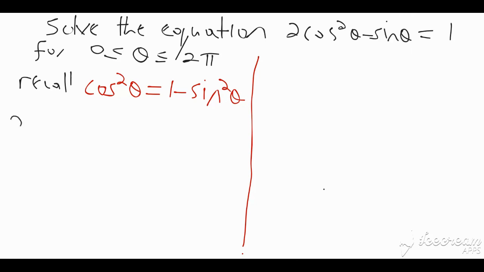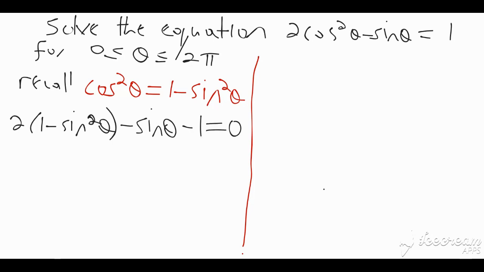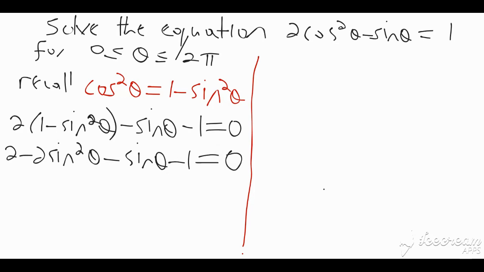So this is going to become 2, open bracket, we have 1 minus sine squared theta, close, minus sine theta. And we know once it's a quadratic, we're going to have to factorize, so we can bring over the 1 at the same time. And this is equal to 0. If I expand this bracket, we have 2 minus 2 sine squared theta minus sine theta minus 1 equals 0. Now, normally when we have a quadratic, the highest power of a variable comes first. So we're going to have negative 2 sine squared theta first, minus sine theta. Then, of course, 2 minus 1 is a positive 1, equals 0.